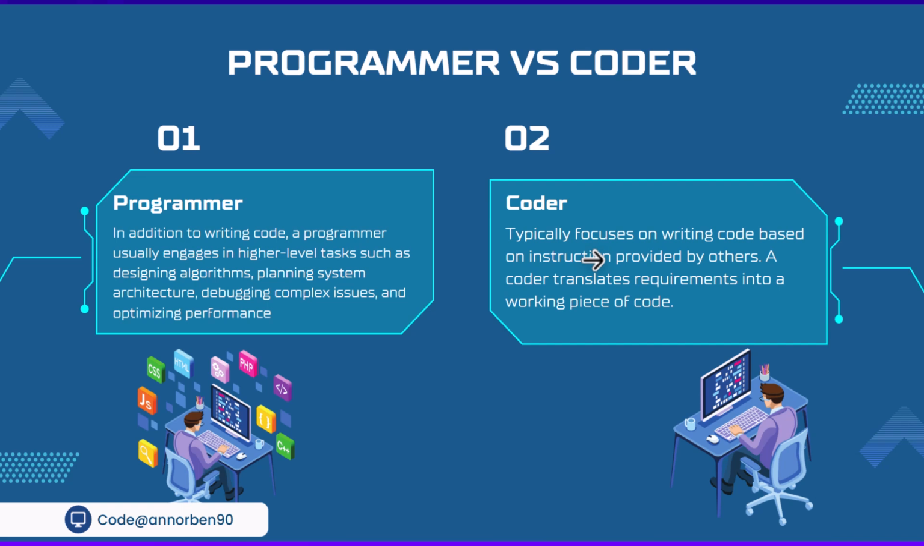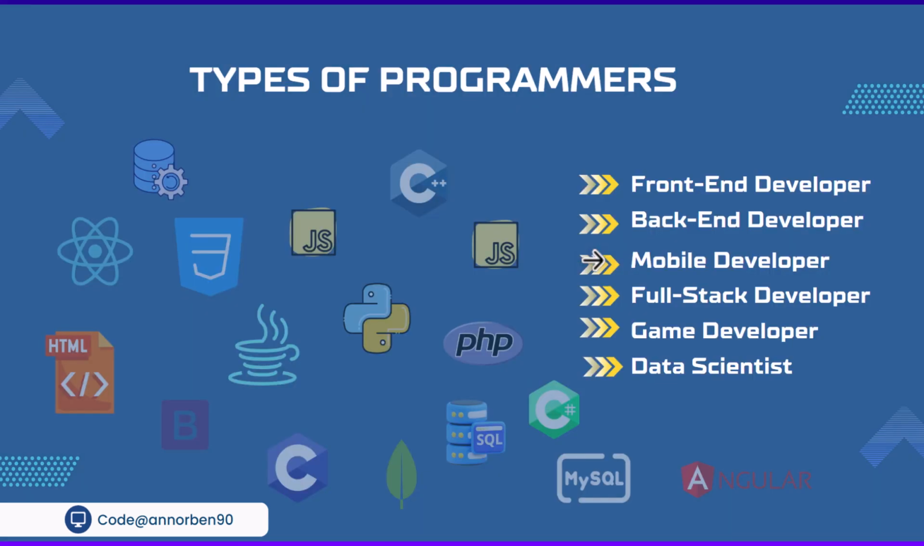While a programmer, in addition to writing code, usually engages in high-level tasks such as designing algorithms, planning system architectures, debugging complex issues, and optimizing performance. A programmer knows how to design a system, how to implement the logic, but a coder doesn't. A coder only codes.